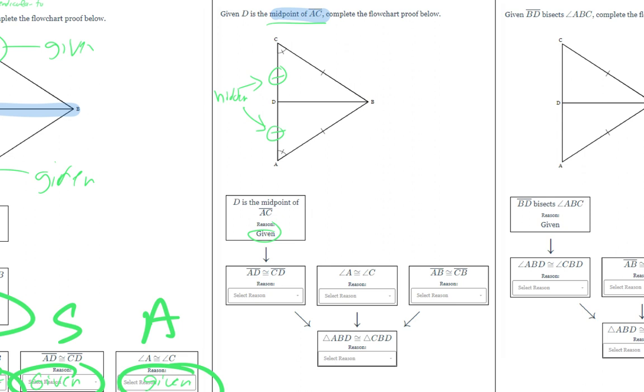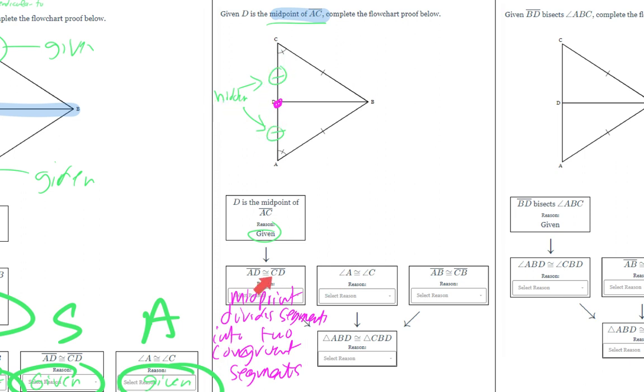Let's change that color. That's the midpoint divides segments into two congruent segments, right? That's what we talked about. The midpoint, as we said, is going to divide this into two equal parts. That was the hidden information.